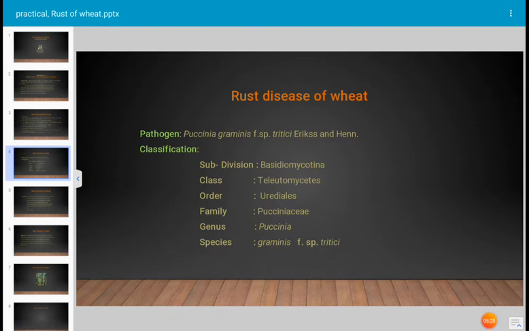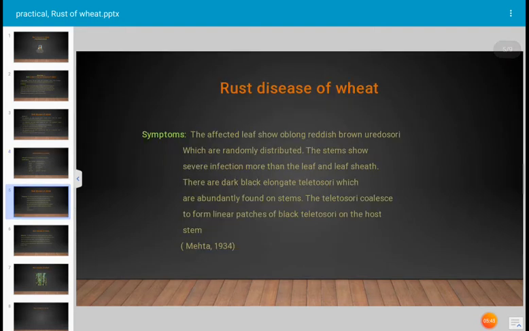Let us see the classification of the fungus which causes rust disease of wheat. It is a member of Basidiomycetes, family Pucciniaceae, genus Puccinia, species graminis, form species tritici. And this fungus is an obligate parasite.